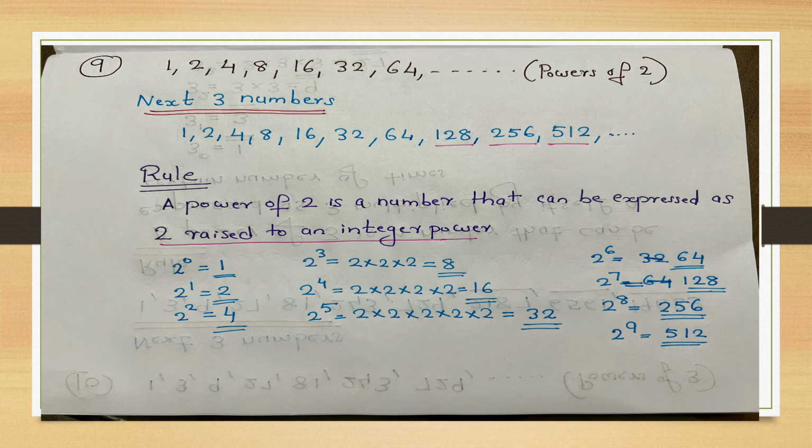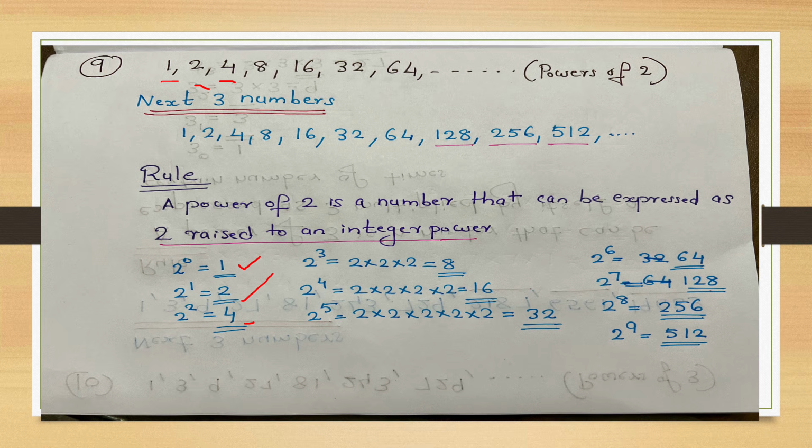Next sequence 1, 2, 4, 8, 16, 32, 64, etc. So, these are powers of 2. What's the rule? A power of 2 is a number that can be expressed as 2 raised to an integer power. See, 2 raised to 0 is equal to 1. That is the first number, 2 raised to 0. Then what is 2 raised to 1? It is 2. Then 2 raised to 2, 4.